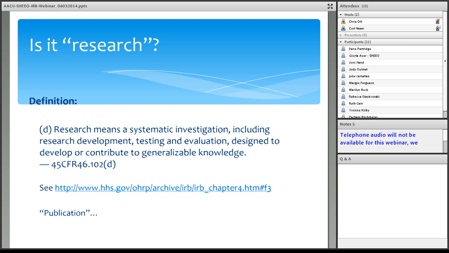An investigation by the student newspaper of student cheating on campus. This looks like research. It uses research methods. They might even do a survey. But we have to remember that under the federal regulation, journalism is basically off limits to the IRB. We should not be asking journalism projects to go before the IRB.